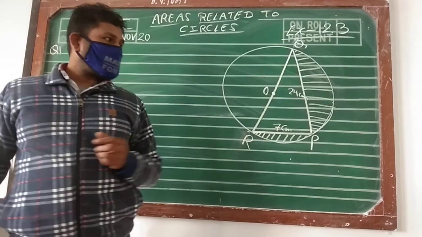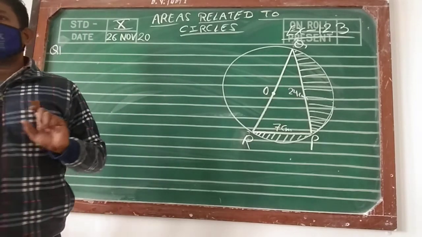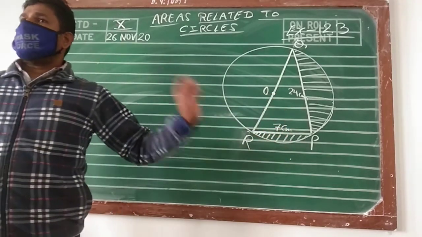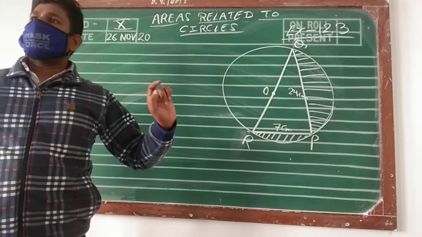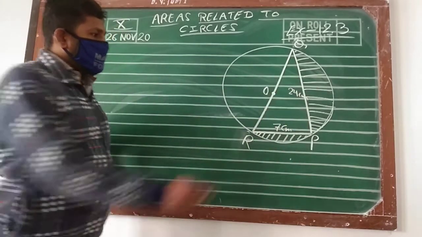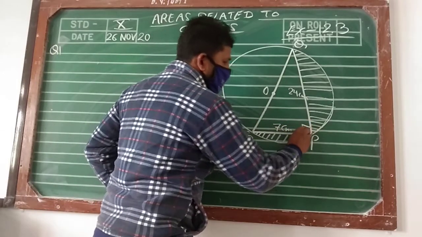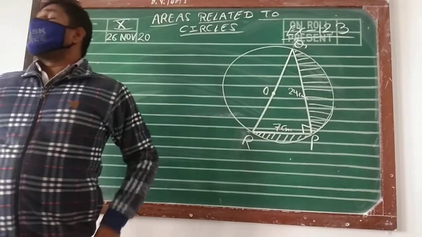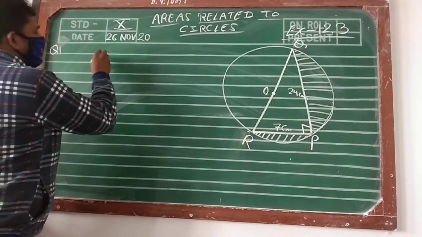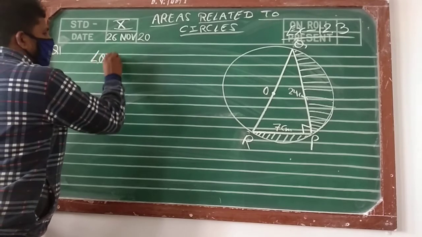If you are remembering the concept from class 9, then who will tell me which angle is 90 degrees? Tell me the name of the angle which is a right angle. Angle RPQ. This angle is a right angle. What is the reason for this? Because the angle on the diameter is also 90 degrees on this side.